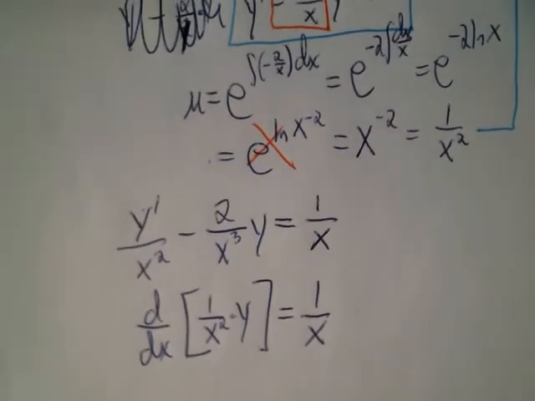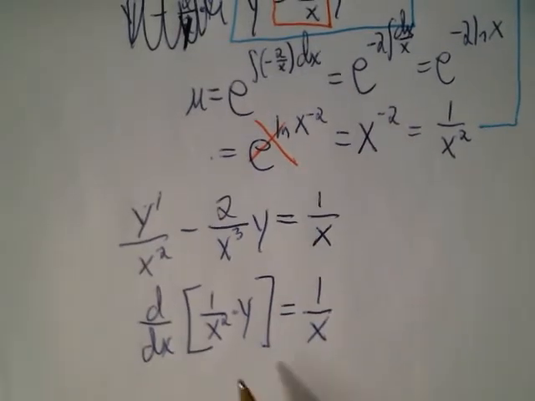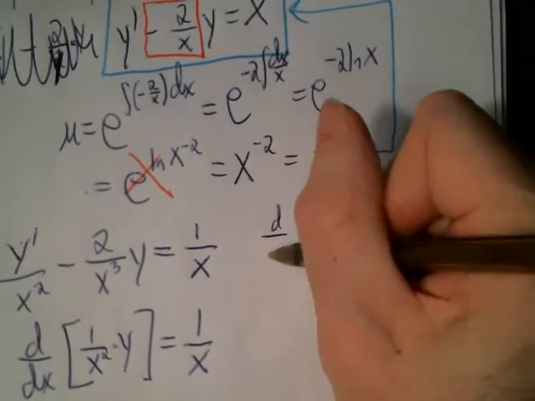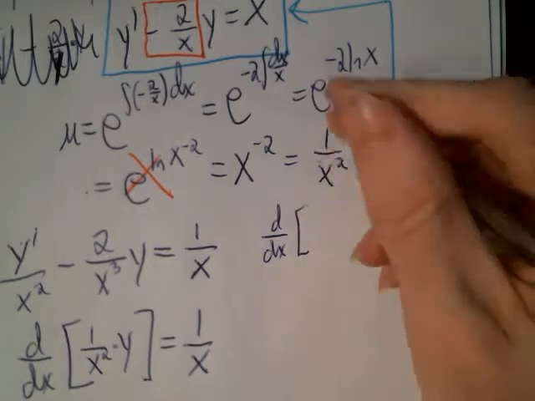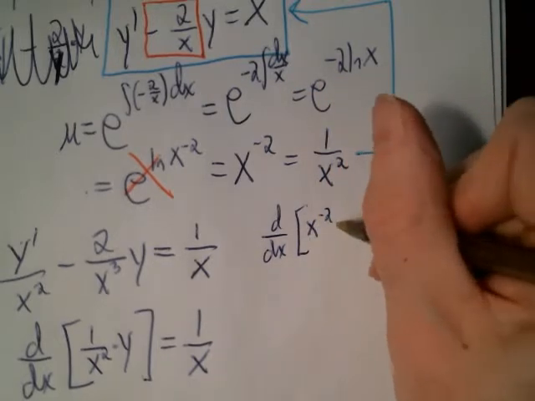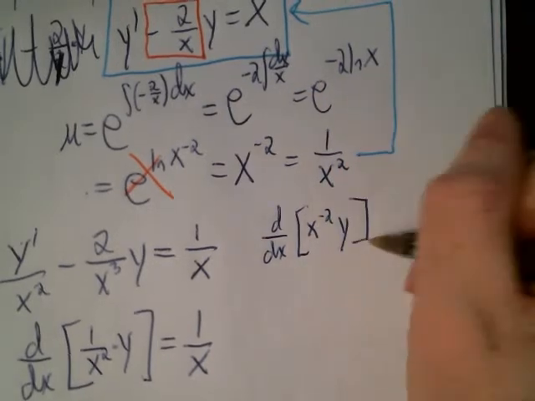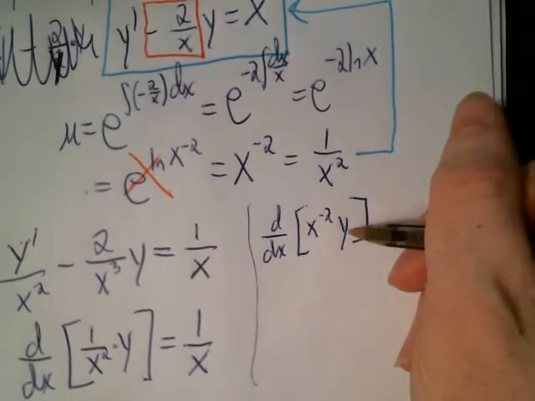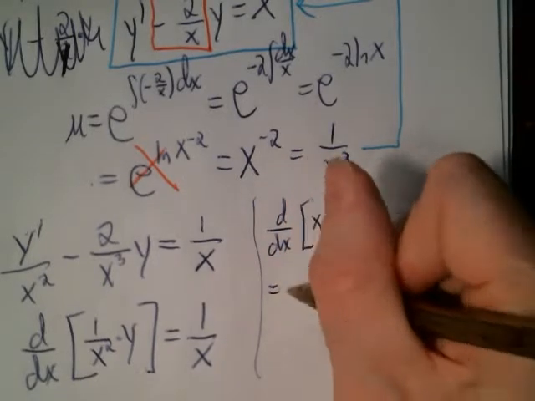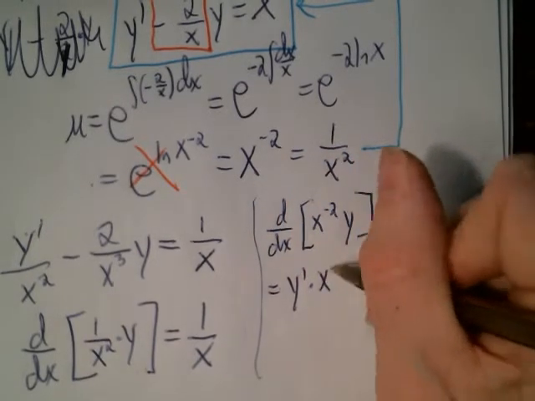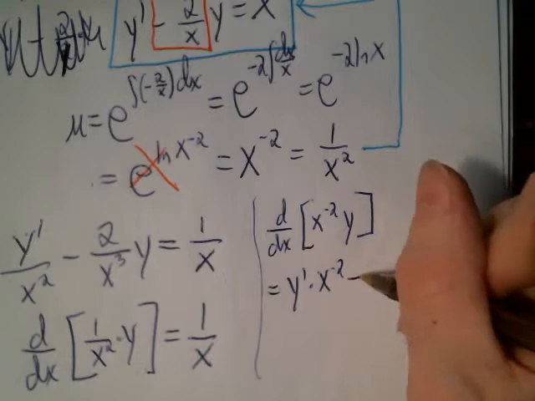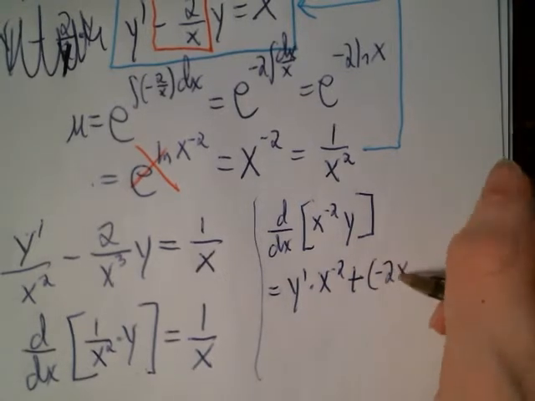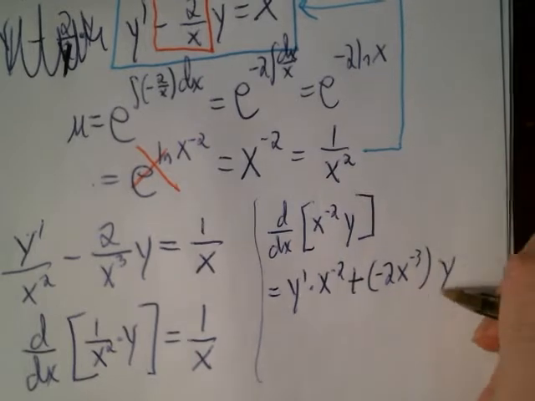And it's automatic. It'll always work that way. If you're not sure, you can check by taking the derivative implicitly. Note the derivative with respect to x of 1 over x squared is x to the -2, and then times y. Here, the derivative of y is y prime, so you end up with y prime times x to the -2, and then plus the derivative of x to the -2, which will be -2x to the -3, and then times y.